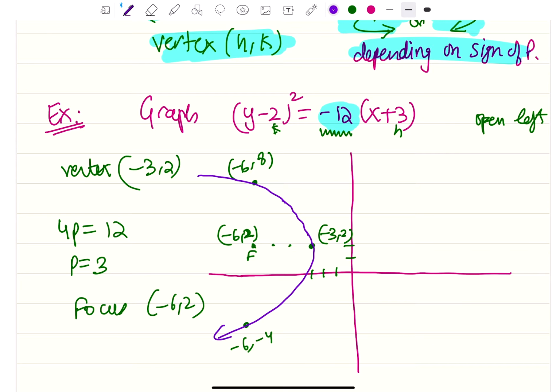So that's the parabola. The directrix will be 3 units away on the opposite side of the vertex. If I go 3 on the opposite side, I will be on the y-axis. So the equation of the directrix in this case would be x = 0.